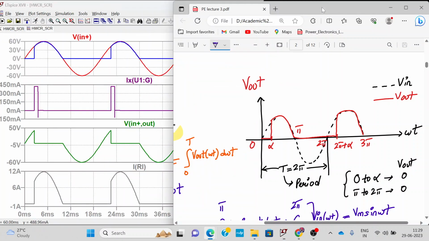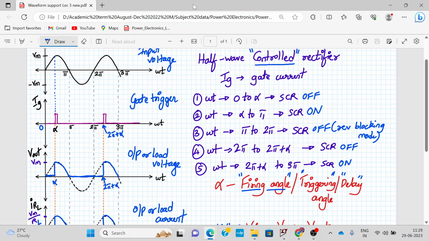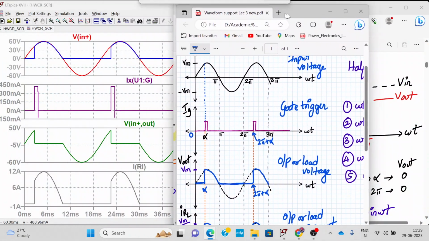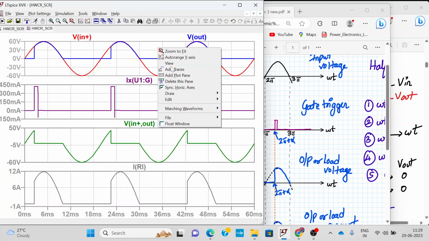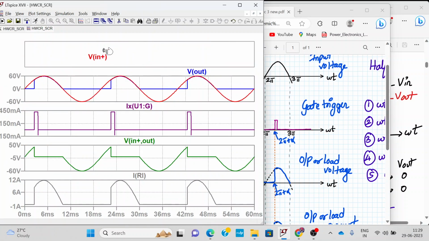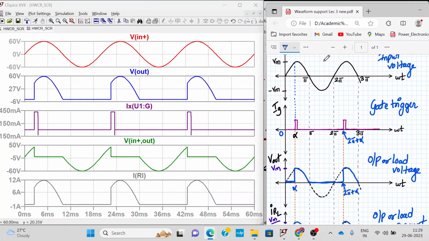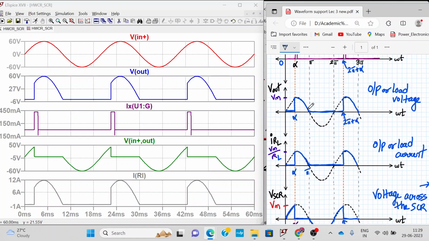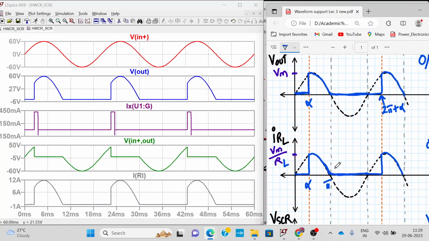Now let's compare this waveform with the waveform which we have drawn. It's quite similar, it's resembling. If I take a separate plane for plotting V out, this is what we have drawn. The input voltage is a sinusoidal voltage, Vm is around 60, and your V out waveform is something like this. This is the nature of the waveform, and as you can see, it's similar.